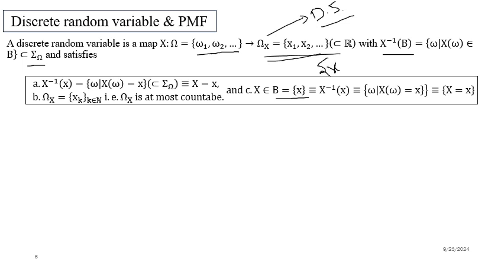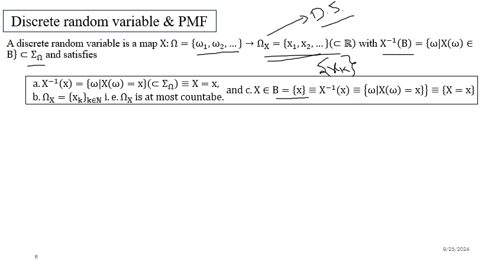If you are taking any B, then what will that B be? If B is a subset of omega x, and omega x is a sequence of numbers, then what would B be? B would also be a sequence. Are you getting the meaning of this or not? B would be a sequence, but not the full sequence omega x. It would be a subsequence. It will contain some terms of omega x.